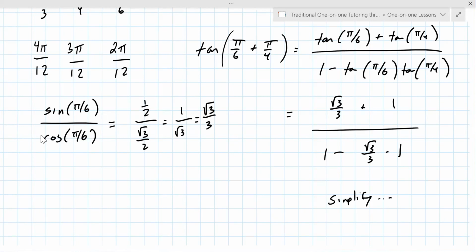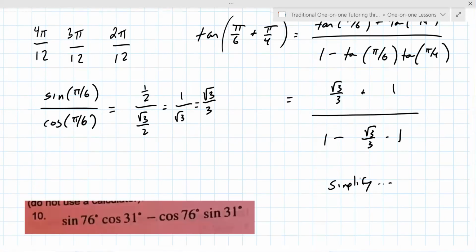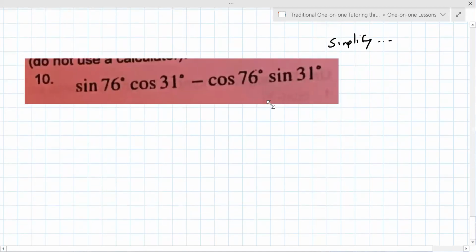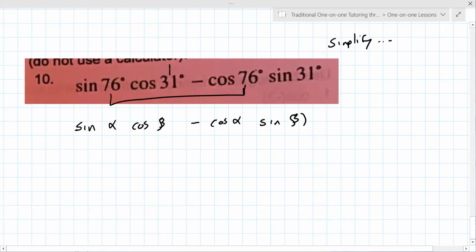So let me snip number 10 in. These are all grouped together as the formulas I've just mentioned. You've got to know which one and why. When I see this, I see sine alpha cosine beta minus cosine alpha sine beta, or if you prefer A and B or X and Y, depending on what your instructor is doing. But notice that the 76s are the same and the 31s are the same.